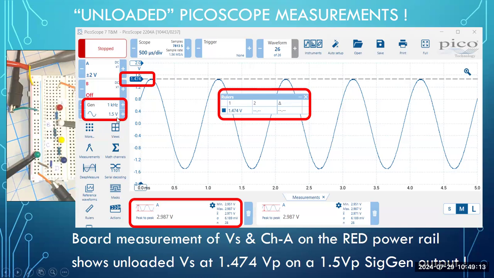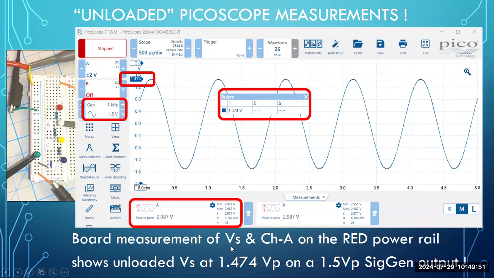My signal out is 1.5-volt peak. What is my signal being read by the oscope? It's 1.474. Again, not quite the same. It's a tiny bit less, just a tiny bit. Why? Because there are some resistances that we're going to see at the interfaces of these connections, some resistances of the jumpers, some resistances of the jumper rail itself. But again, pretty darn close to 1.5. When we go to load the circuit, you'll see this come down quite a bit.